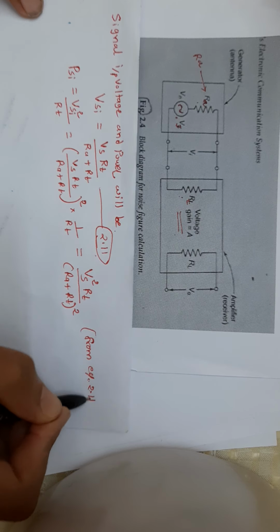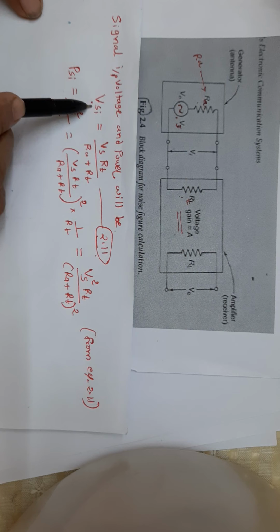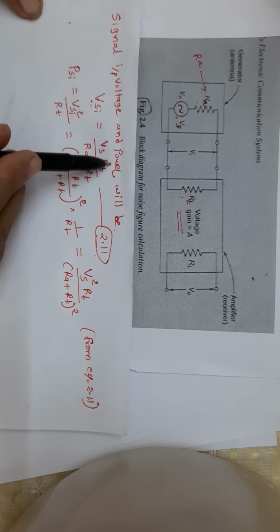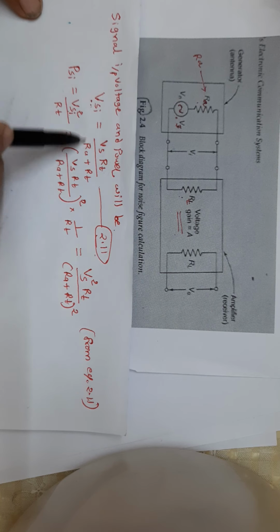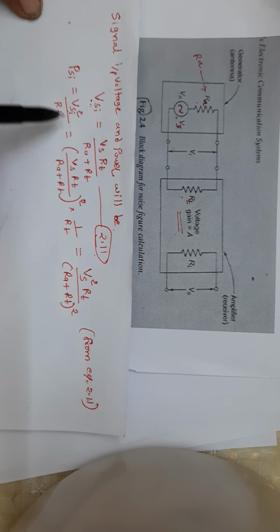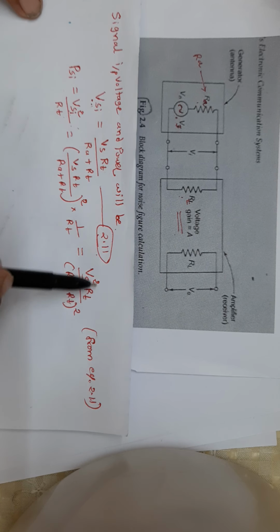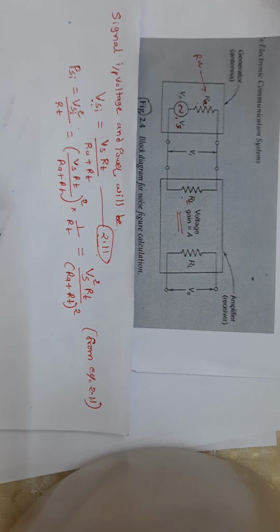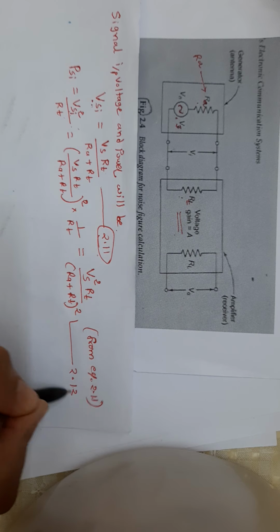This is coming from equation 2.11. That means here we are using the value of VSI. We put the value of VSI here, that means VS RT upon RA plus RT, the whole square, into 1 upon RT. So multiplied by 1 upon RT and calculate this, we are getting this VS square RT upon this. Right? This is your equation 2.12.